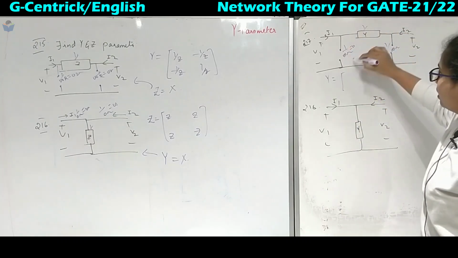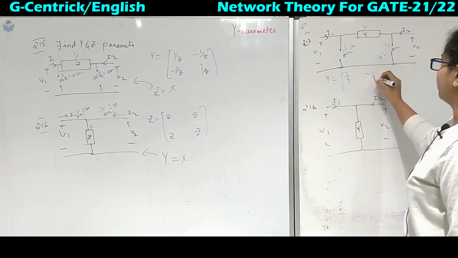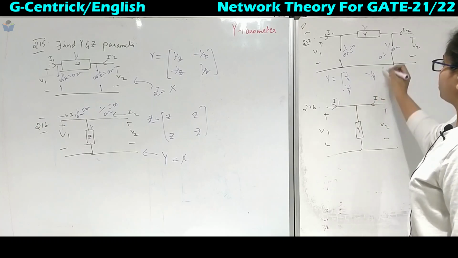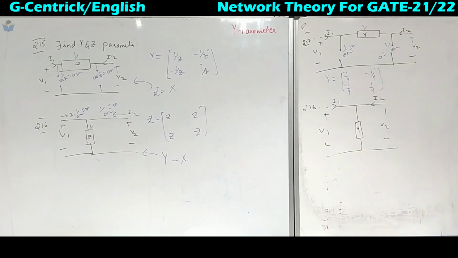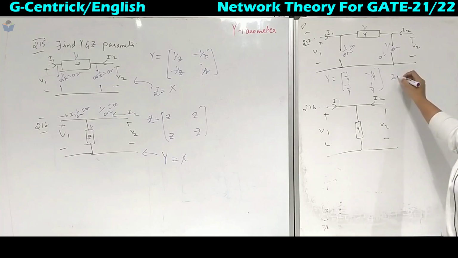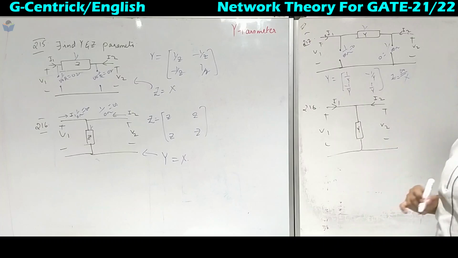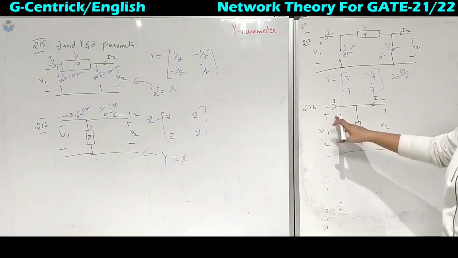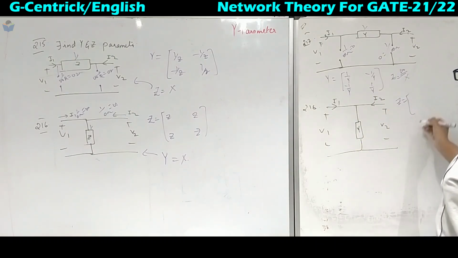So 1 by Y plus 0 is 1 by Y, and this is minus 1 by Y, here also minus 1 by Y, and this is 1 by Y. So 1 by 0, infinite, is 0. To calculate the Z matrix, again we will get infinite. So the impedance matrix does not exist for this question. Coming to question number 218, it is a T network, so we will go with the Z parameter.